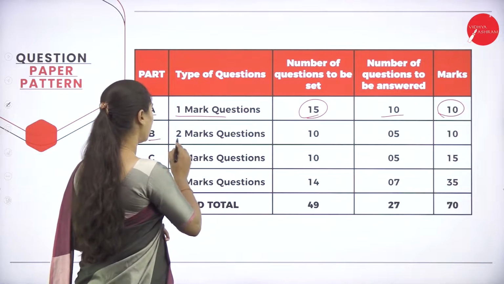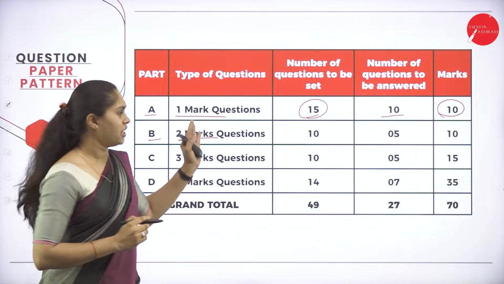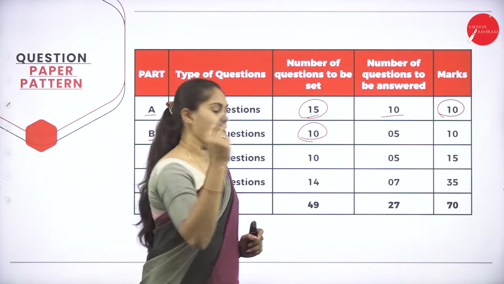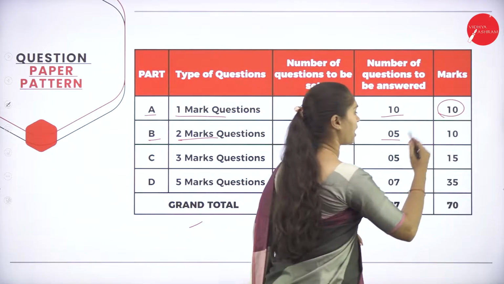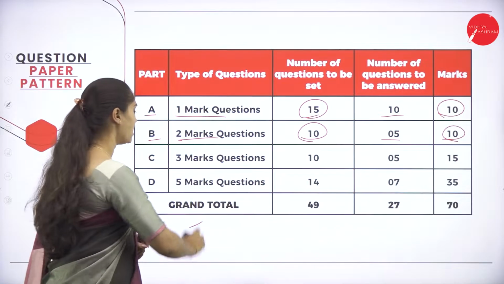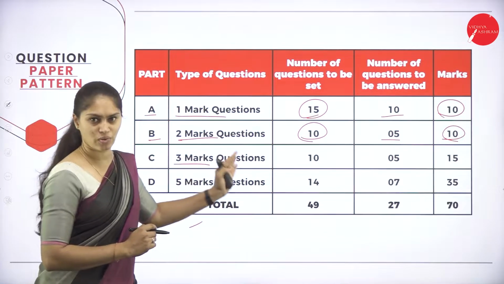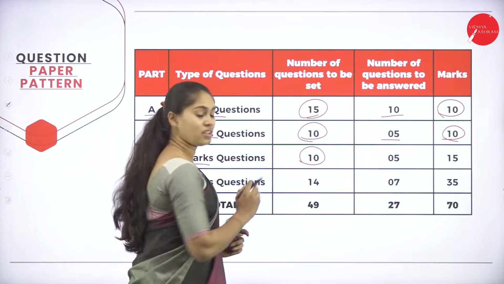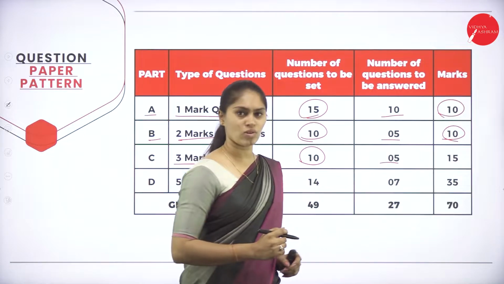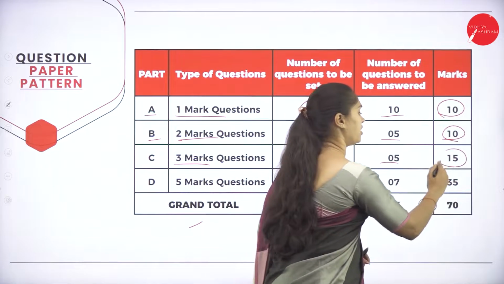Then we have part B, that is 2 marks questions. Here also there will be 10 questions. Out of 10 questions, you need to answer any 5. Part B will give you 10 marks. Next we have part C, that is related to 3 marks questions. There will be 10 questions. Out of 10 questions, you need to answer any 5 and totally it will get you 15 marks.